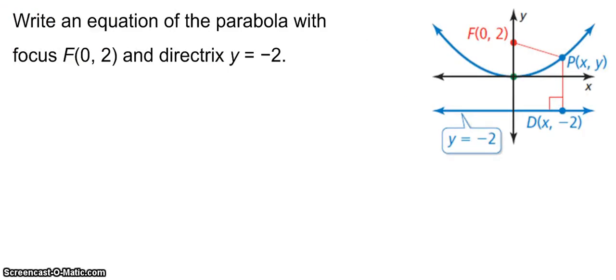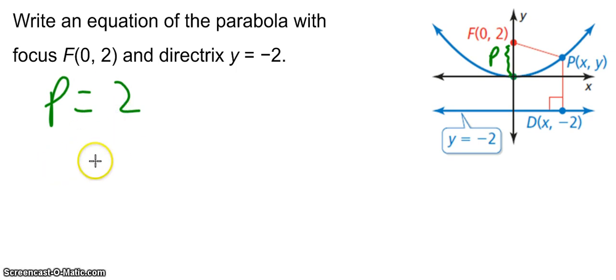Okay, so if you're confused, let's do some examples and hopefully this will make a little more sense. So here I have a picture of a parabola where the focus is at (0, 2), and the directrix is at y equals -2. We want to write an equation of this parabola. So the first thing I'm going to do is recognize that this is p, so p is 2.